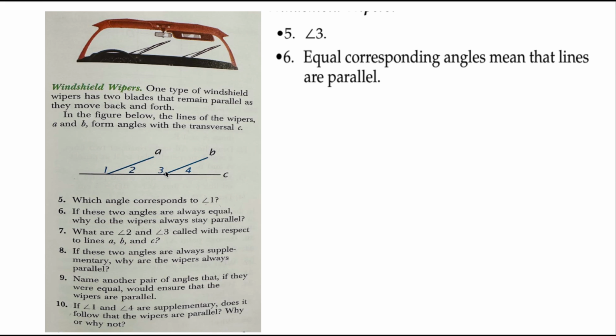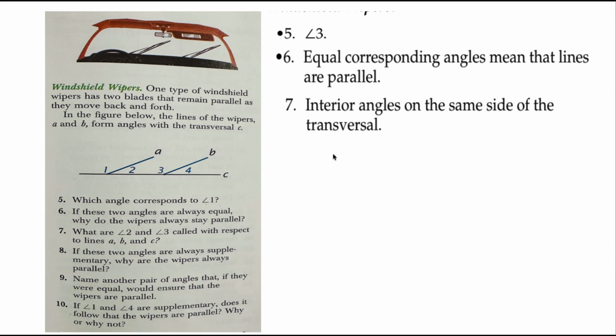Number 7, what are angles 2 and 3 called? So 2 and 3 with respect to lines A, B, and C. So if A and B are parallel lines, that means that 2 and 3 are interior angles, right? So the interior angles on the same side of the transversal. That tells us where these are.